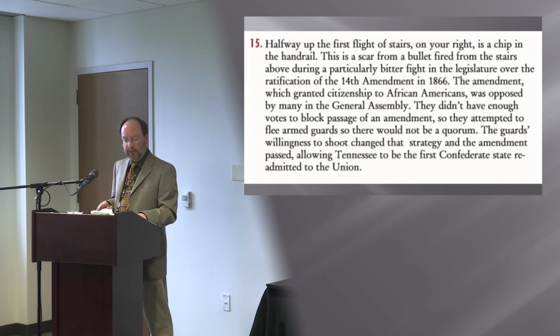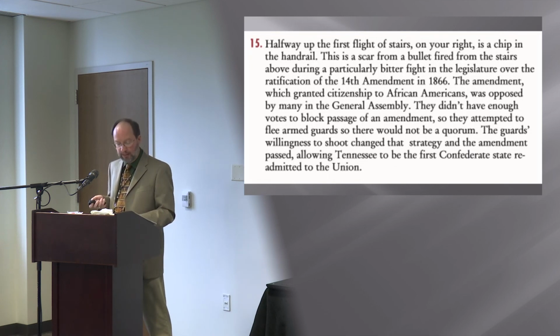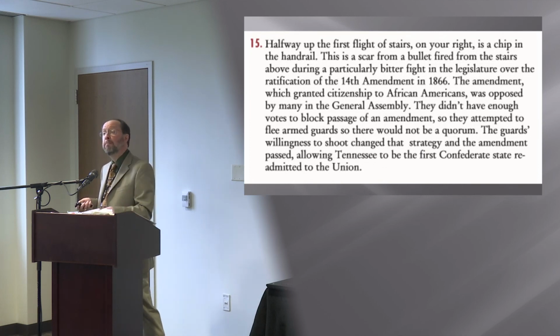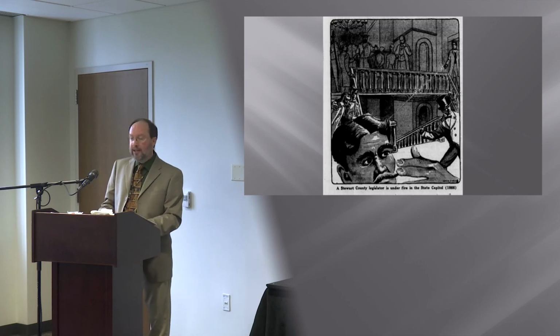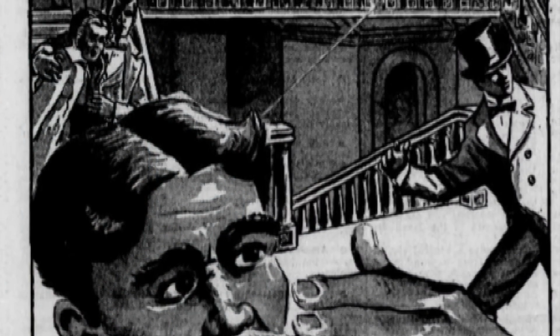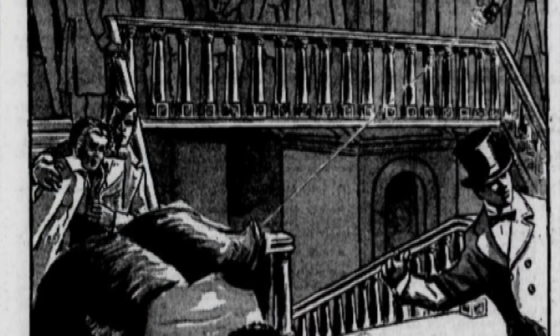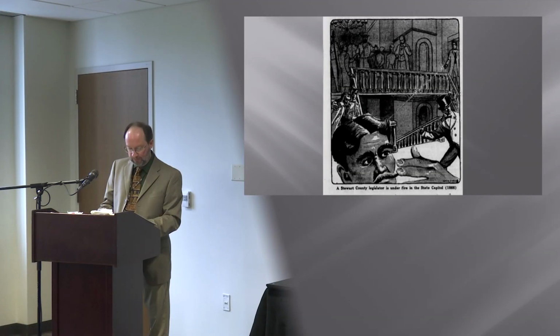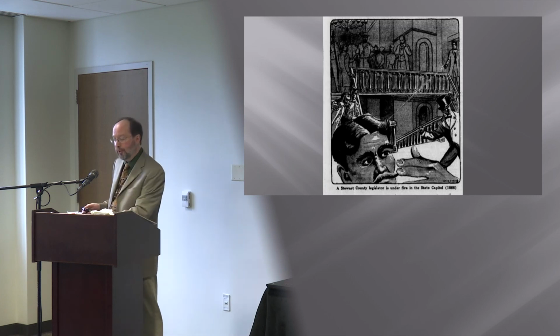This is a scar from a bullet fired from the stairs above during a particularly bitter fight in the legislature over the ratification of the 14th Amendment. The amendment, which granted citizenship to African Americans, was opposed by many in the General Assembly. They didn't have enough votes to block passage of the amendment, so they attempted to flee armed guards so there would be no quorum. The guards' willingness to shoot changed that strategy, and the amendment passed, allowing Tennessee to be the first Confederate state readmitted to the Union.